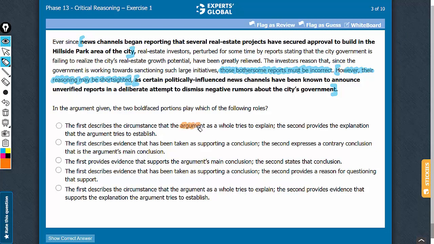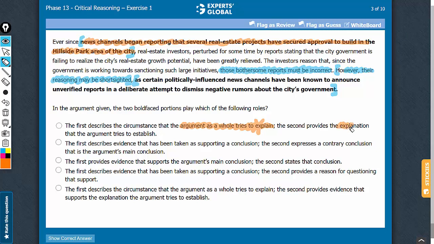No, the argument is not trying to explain the circumstance. The argument is trying to assess the circumstance. See, the argument is not trying to explain why news channels began reporting whatever it is. The argument is trying to assess the circumstance and its consequences. It is not trying to explain. So this part is not correct. Look at the second part here.